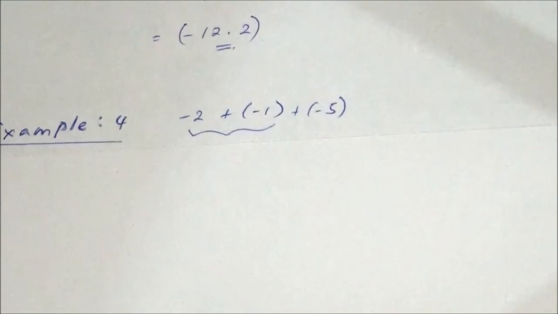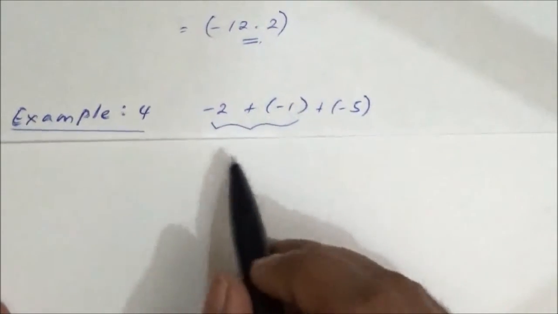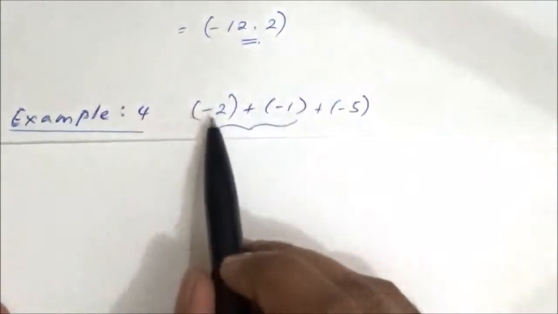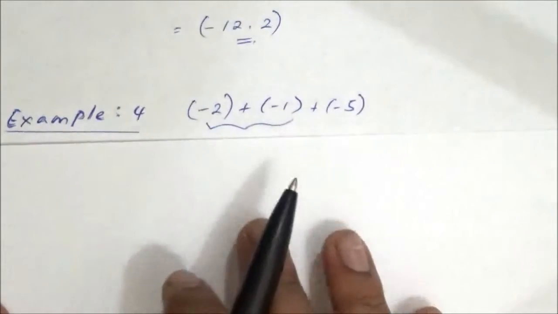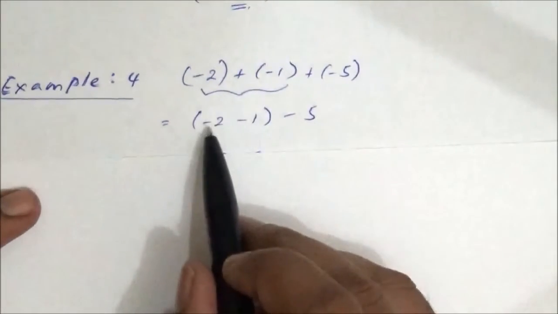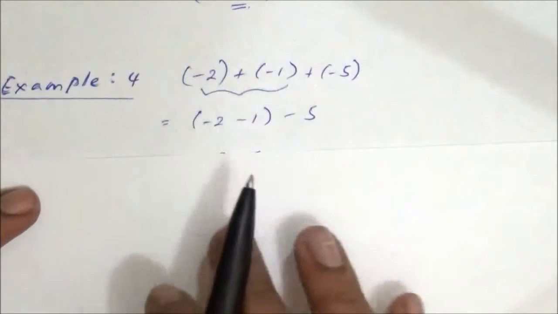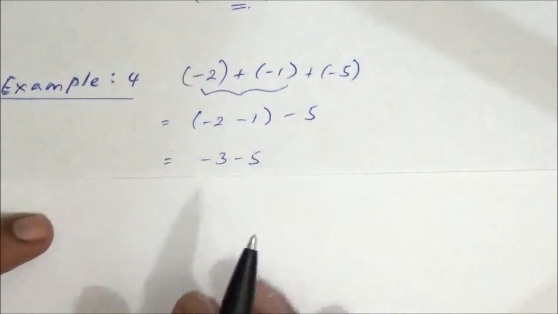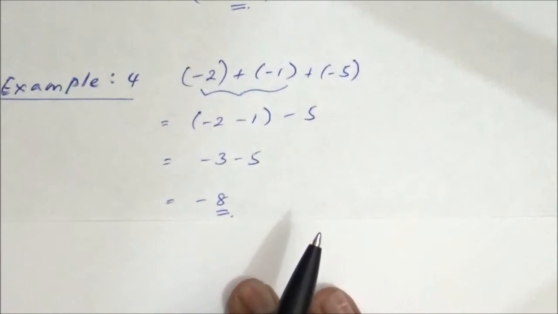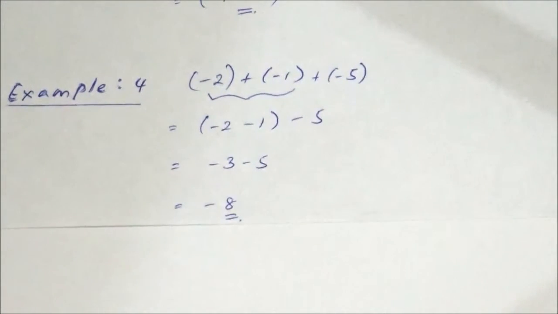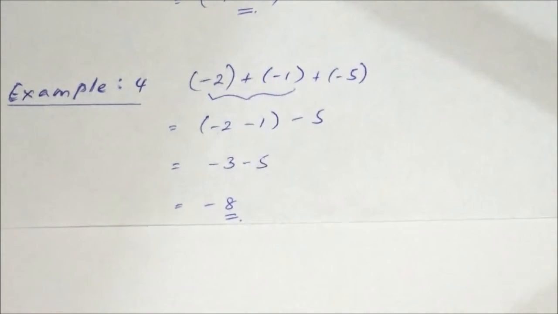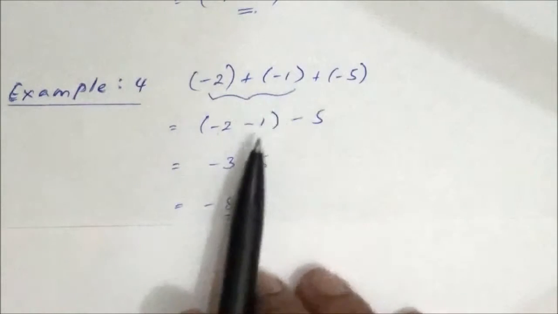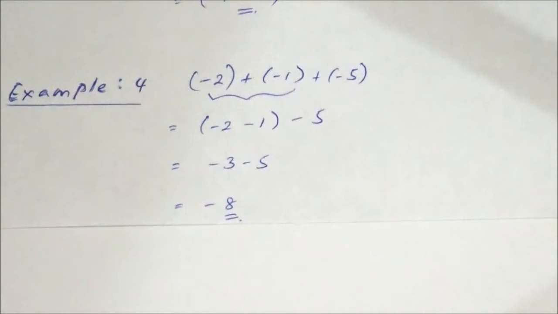Then I can show another example. See this, the fourth example. There are three negative numbers: -2, -1 and -5. All are negative, but it doesn't matter. You can take -2 and -1 together to make -3, and then -3 with -5 gives the answer -8. I think now you are more comfortable and satisfied with how to add negative and positive numbers. The same sign always stays the same, right?